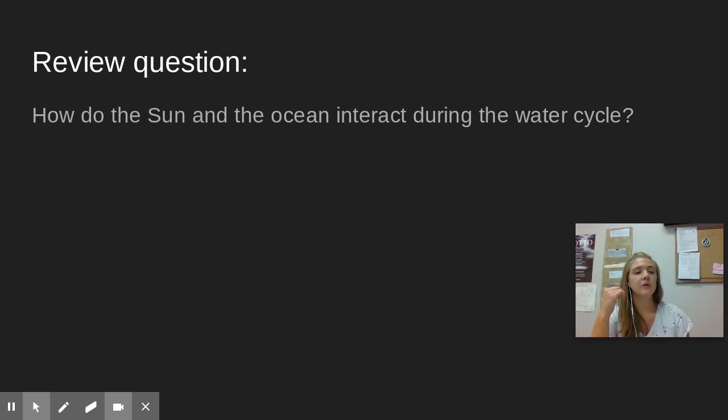Okay, so the relationship between the two during the water cycle has to do with the sun heating up the water molecules within the ocean, causing them to vibrate faster and faster, right? The more heat you add, the more they move. And eventually the atoms will begin to move so quickly that they will break free from the ocean altogether and evaporate into the air.